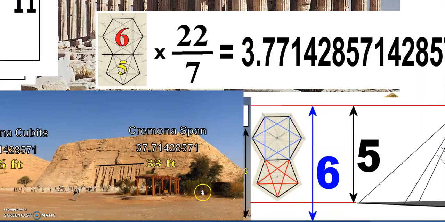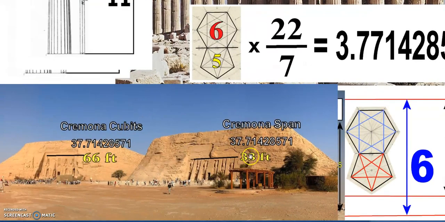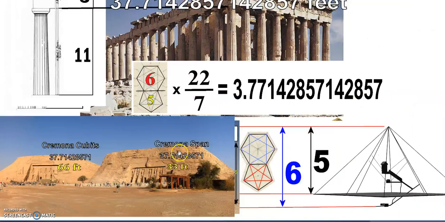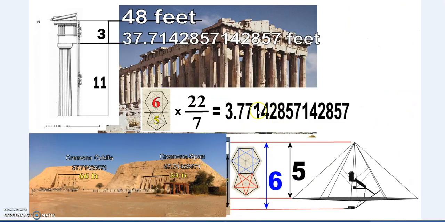So if we go to Abu Simbel, 33 and 66 feet. In the Cremona scale, both of them convert to 37.7142857 cubits or span. So again, we're seeing this same set of digits repeated, 22 over 7 times 6 over 5.